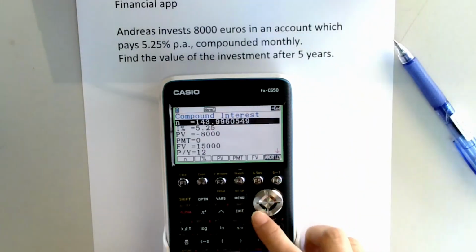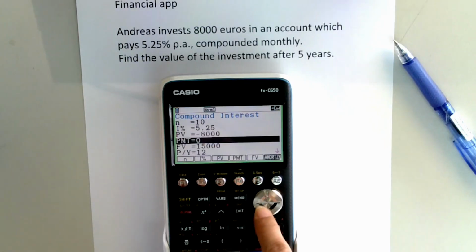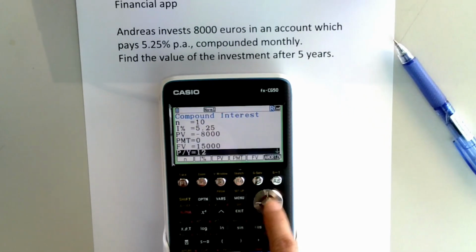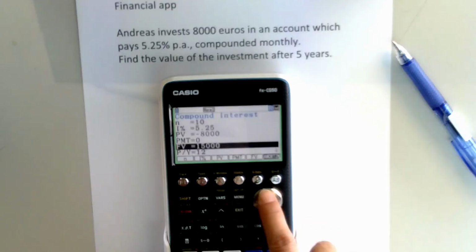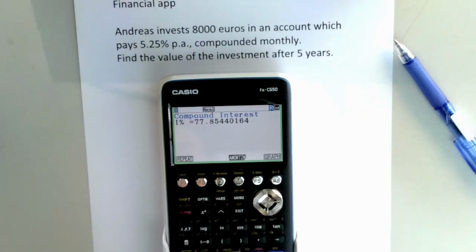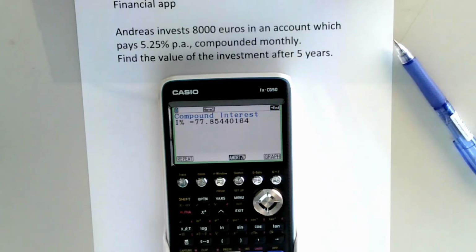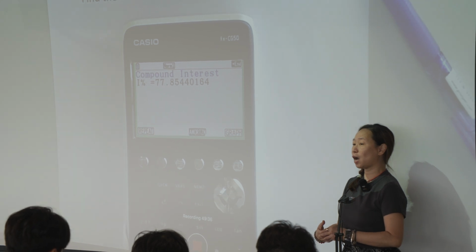Or I only got 10 years and I need to have 15,000. What is the interest rate I need? So you just keep it there. All right, this is how we use the app, and that wraps up the whole thing.